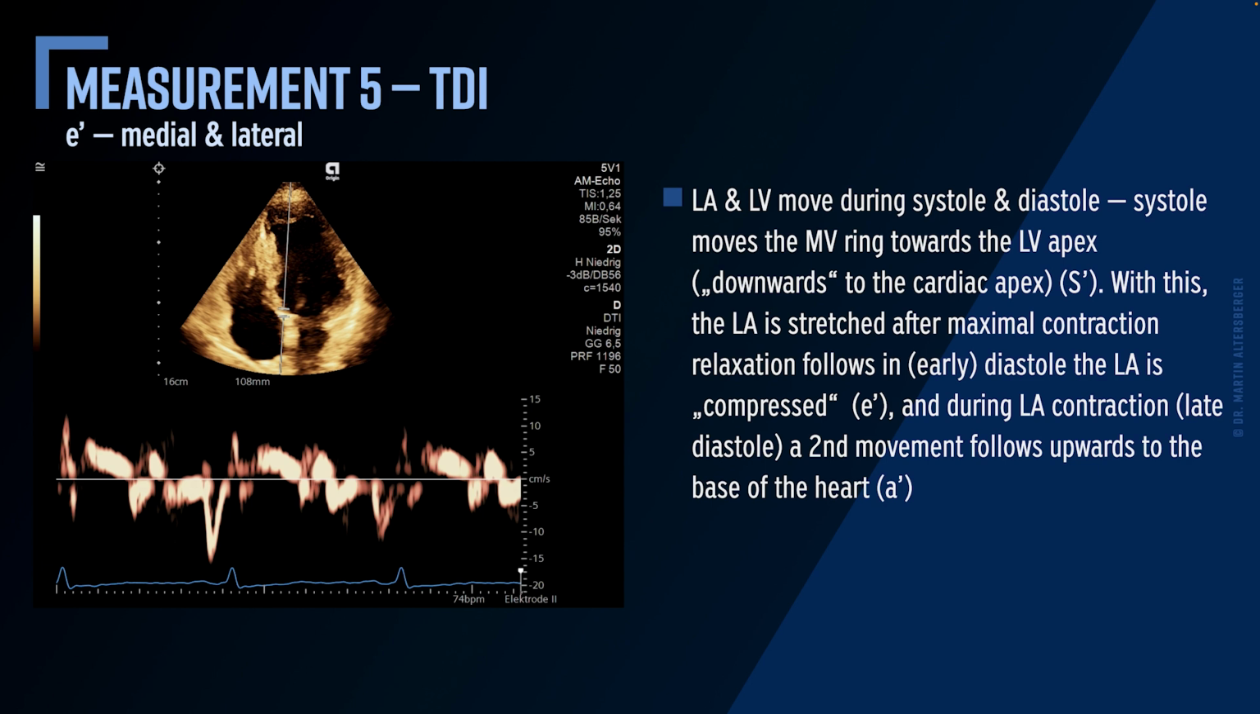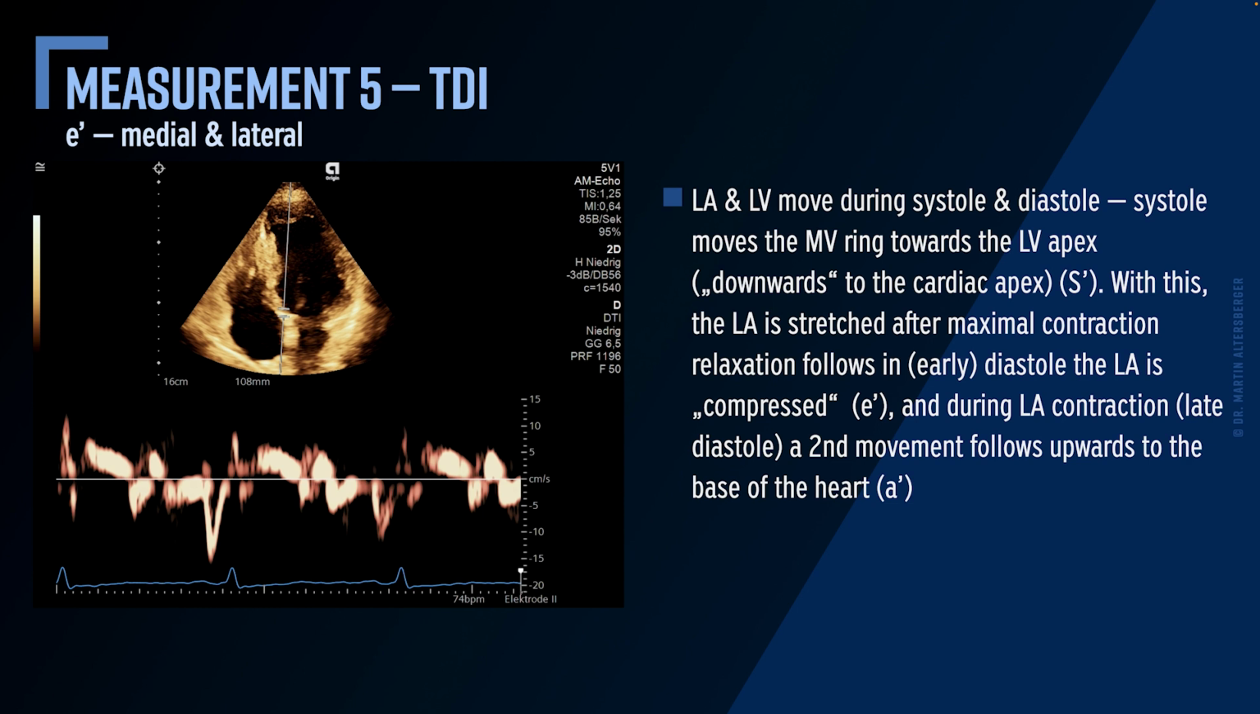So the left atrium and the left ventricle, they move during systole. We said that, and they also move during diastole. During systole, the mitral valve ring moves towards the apex, stretching also the left atrium. So downwards to the apex. That's the so-called S prime, the systole. You have that in the right ventricular measurements. You also have them in the left ventricular measurements. So with this, the left atrium is stretched, and after maximal contraction, relaxation follows.